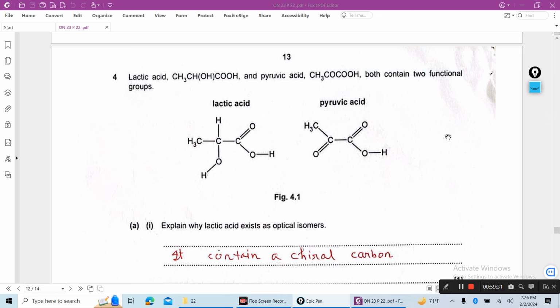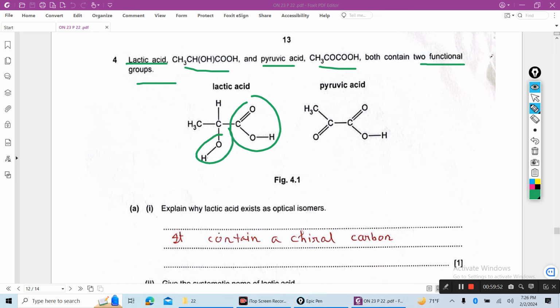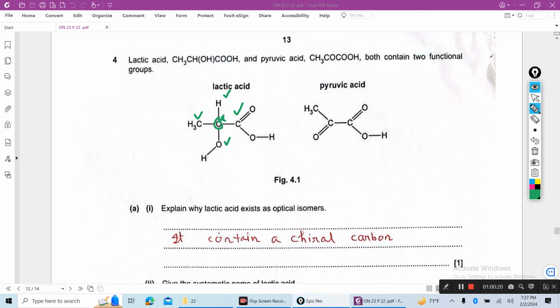Now come to the next question, number 4. Lactic acid and pyruvic acid both contain two functional groups. Here one is a carboxyl group and an alcohol group; this one also has a carboxyl group and a carbonyl group, C=O. Now explain why lactic acid exists as optical isomers. You know optical isomers have a chiral carbon, and this carbon is a chiral center because it is attached to 4 different groups. So it contains a chiral carbon. That's why lactic acid exists as optical isomers.